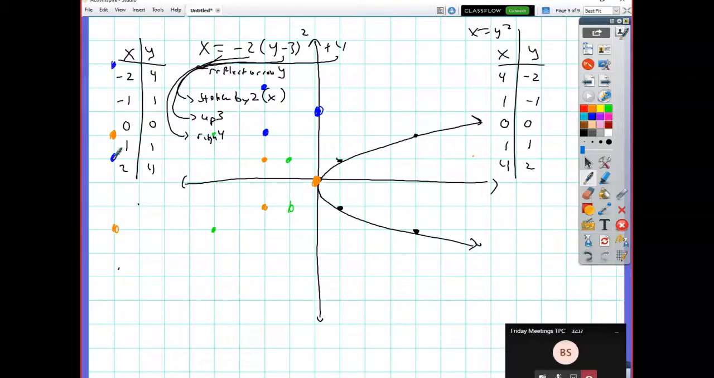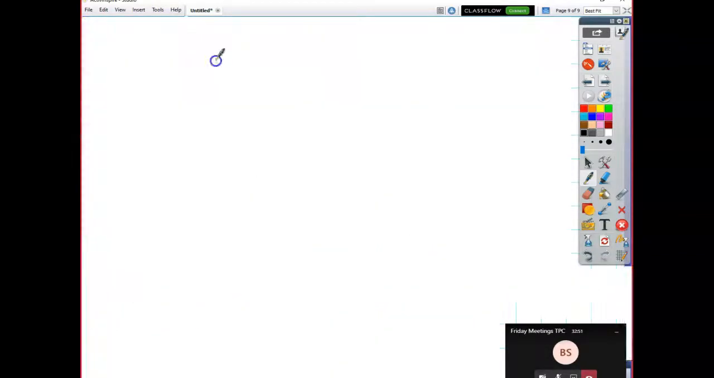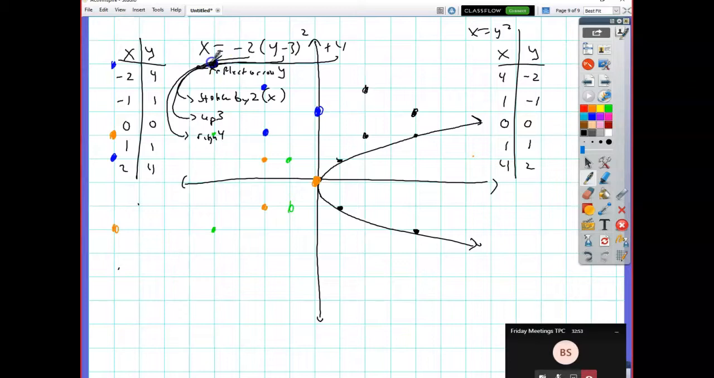And then right 4. So right 4. So 1, 2, 3, 4. That's a, you can't see that dot.